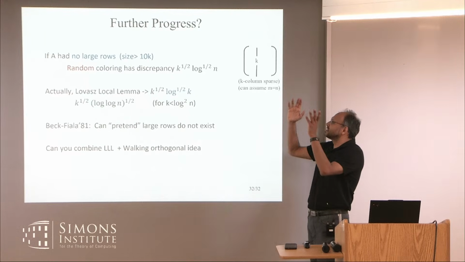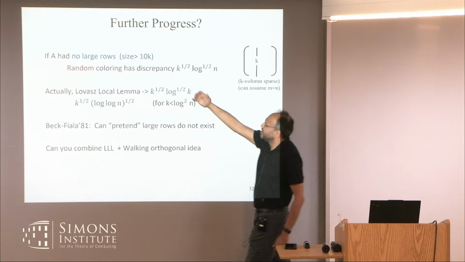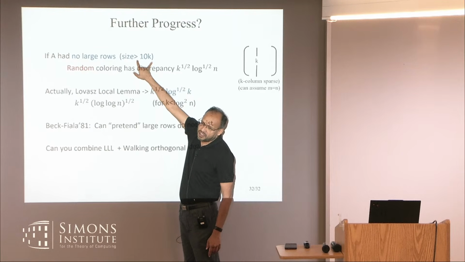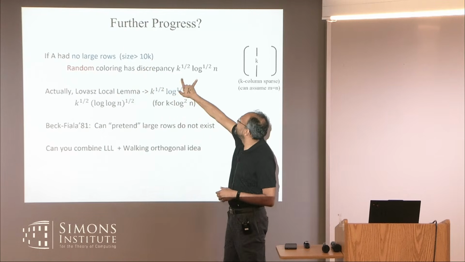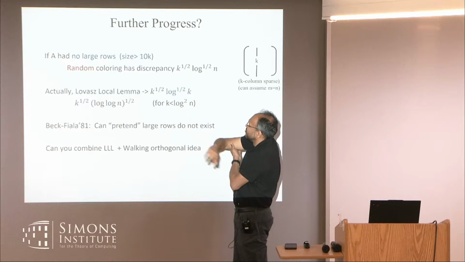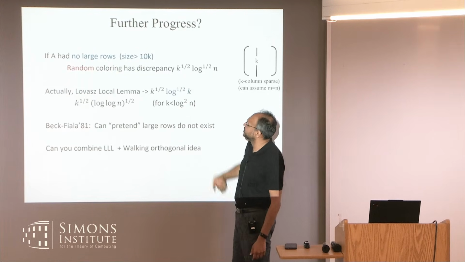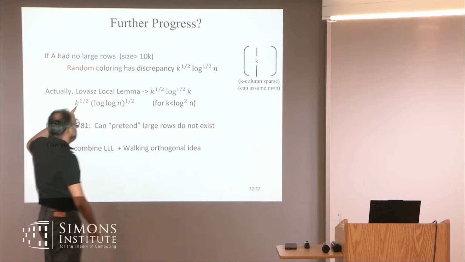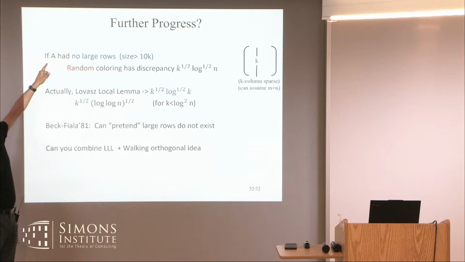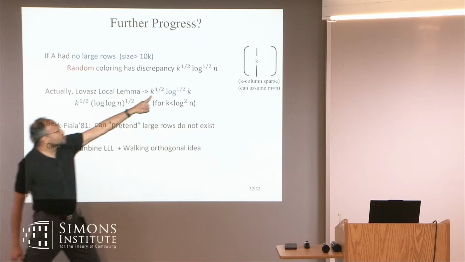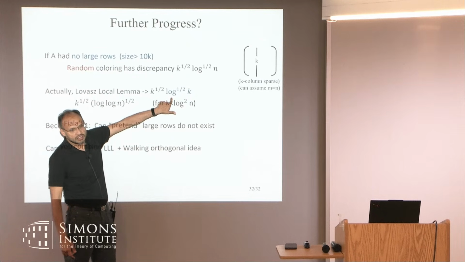So let's go back to this analogy, how we started. If we lived in a world where there were no large rows, because that's how we started, random coloring would have given you this. And BDG kind of was inspired by this idea. But actually, you could apply the Lovász local lemma because now column sparsity is k, row sparsity is of order k, so dependency is like k squared. You don't need to lose the log n, you can just lose log k there.